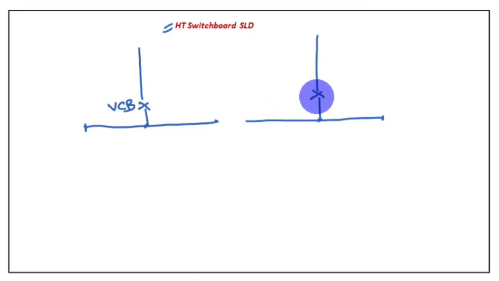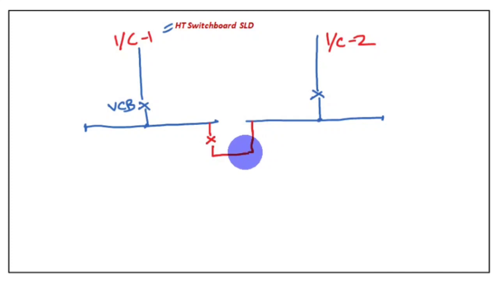So this is VCB, these two are incomers. Say this is incomer 1, IC1, and this is incomer 2. Now we need to make a bus coupler. Here there will be the bus coupler. You can represent the bus coupler this way: this is the breaker and this is the bus riser.